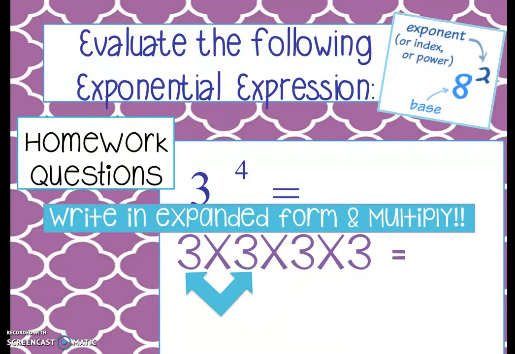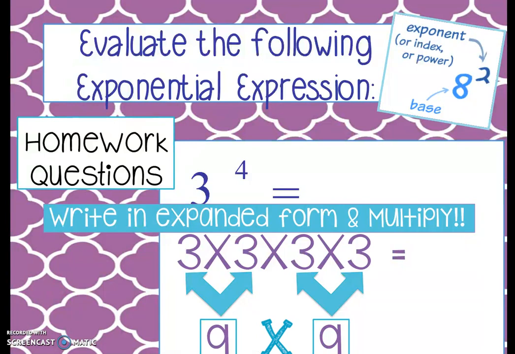3 times 3. I get 9. Then I'm going to multiply the second set of 3's. So I still have the 3 times 3. Again, I get a 9. To get my final answer, I still have to multiply those two 9's together. So now we have 9 times 9. So to evaluate, 3 to the 4th power gives us 81.